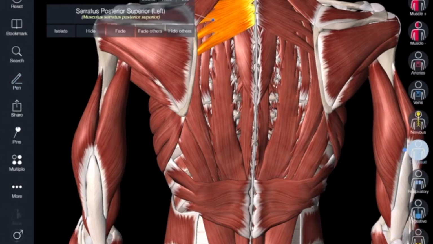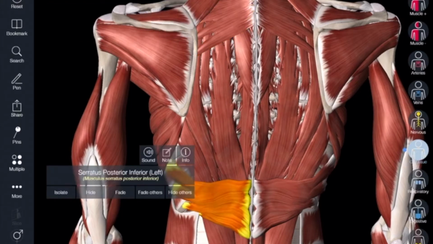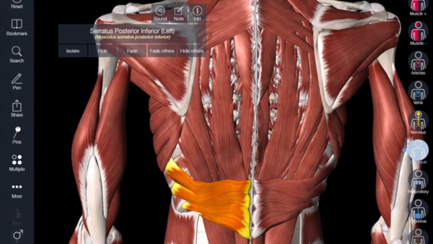So what does that muscle do? It elevates ribs 2 through 5 for inhalation, so it helps to expand the rib cage. When we're taking a deeper breath and really expanding the rib cage, serratus posterior superior is one of those muscles that helps to expand the rib cage to create more space for the lungs so we can get more air in there. Serratus posterior inferior, however, does the opposite action.